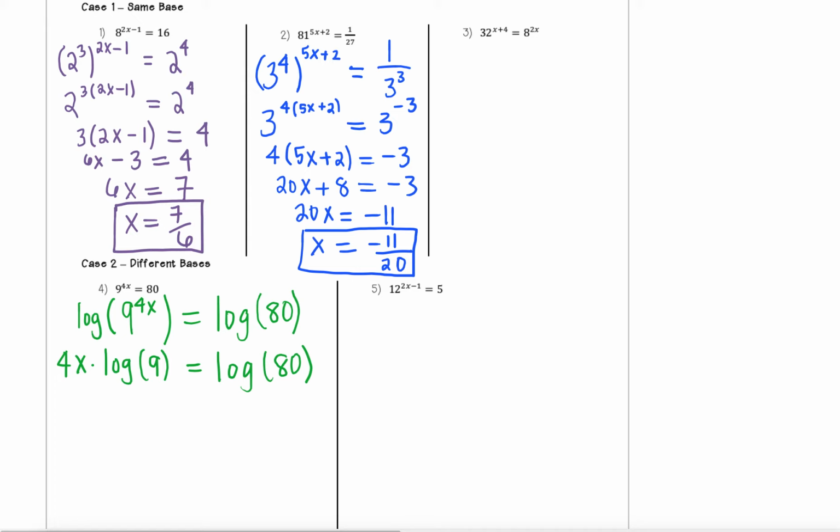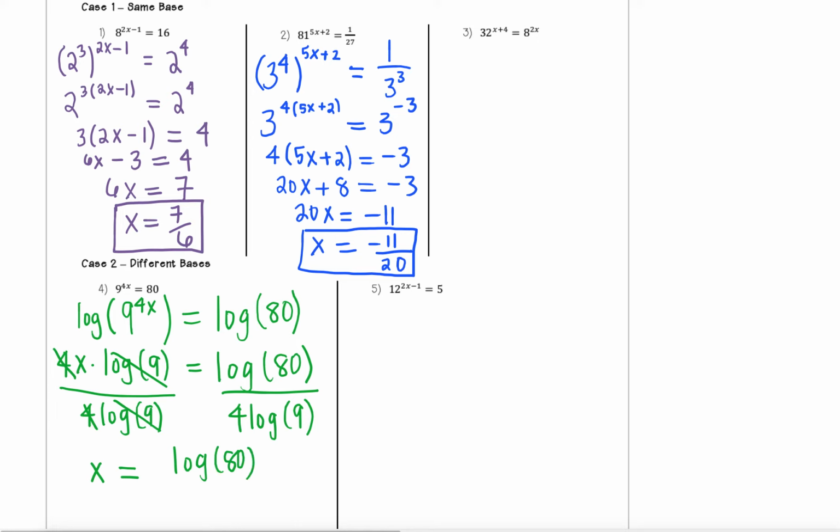And now that the x is outside of the exponent, by using that power property of logs, we can go ahead and divide through by the 4 times log of 9 to get the x by itself. But then I have to divide through on the right side as well. So we get 4 times log of 9 here. On the right side, the 4's cancel, and the log of 9 reduces down as well, to just leave us with x equaling log of 80 over 4 times log of 9.